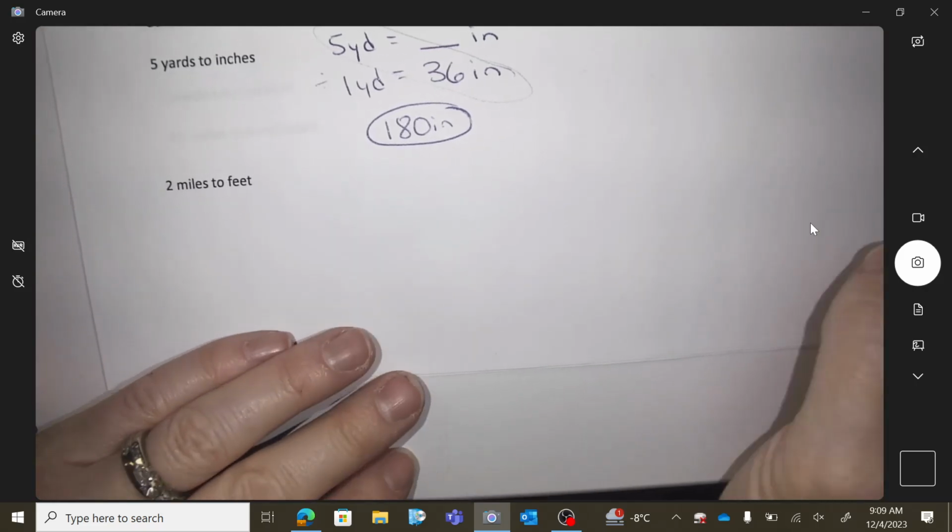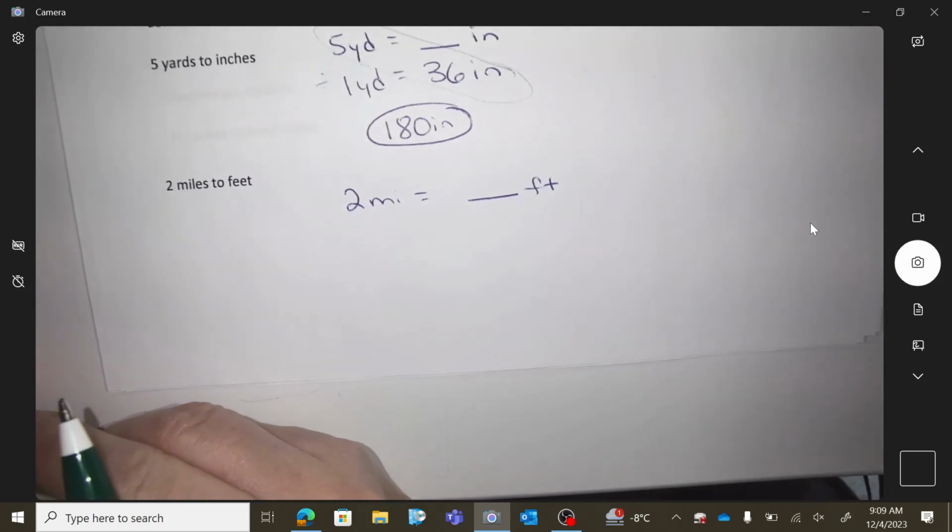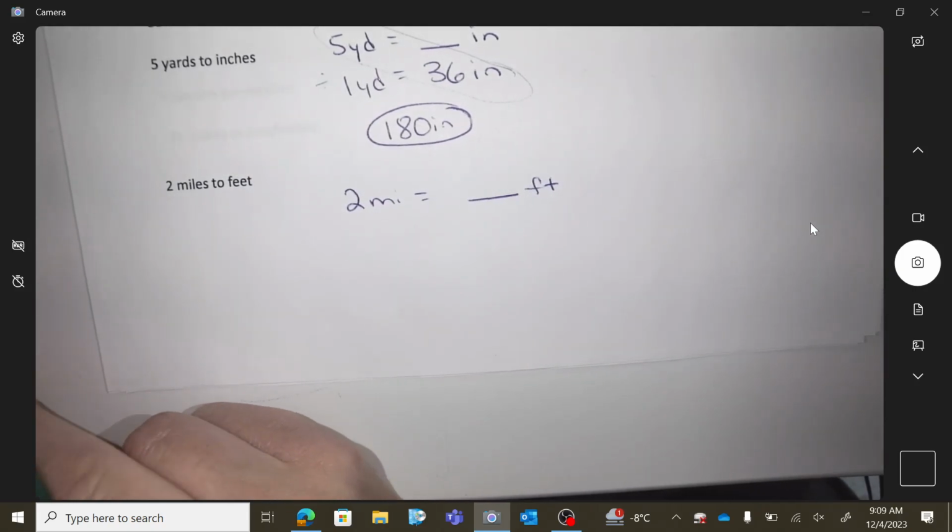So next is miles to feet. So 2 miles is how many feet? Find something from your paper.